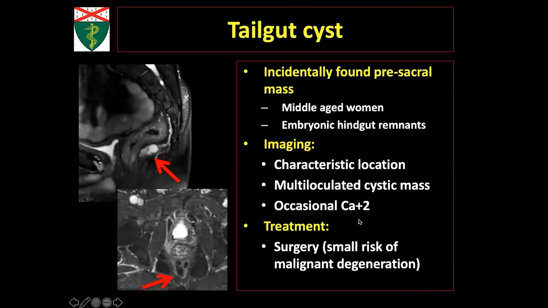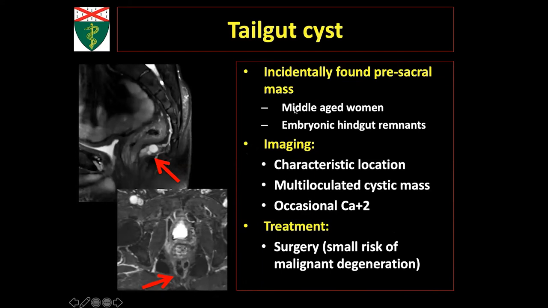And this was the answer to one of, I think it's the fourth unknown case, a tail gut cyst. And this is something that we see not uncommonly. And the literature would suggest it's not very common. We do see it from time to time. And it's almost always an incidentally found lesion. And the key finding here is that it's in the presacral location.